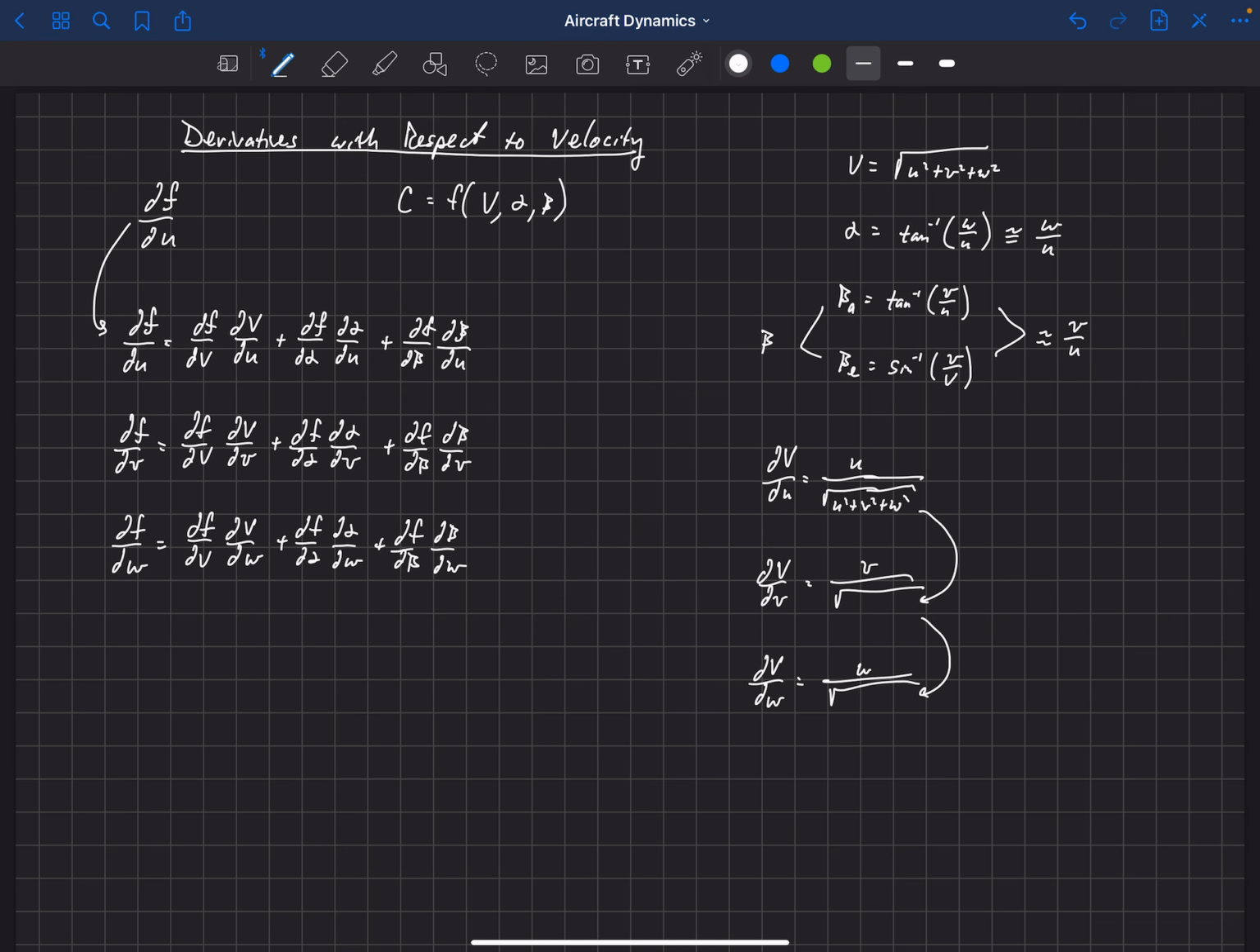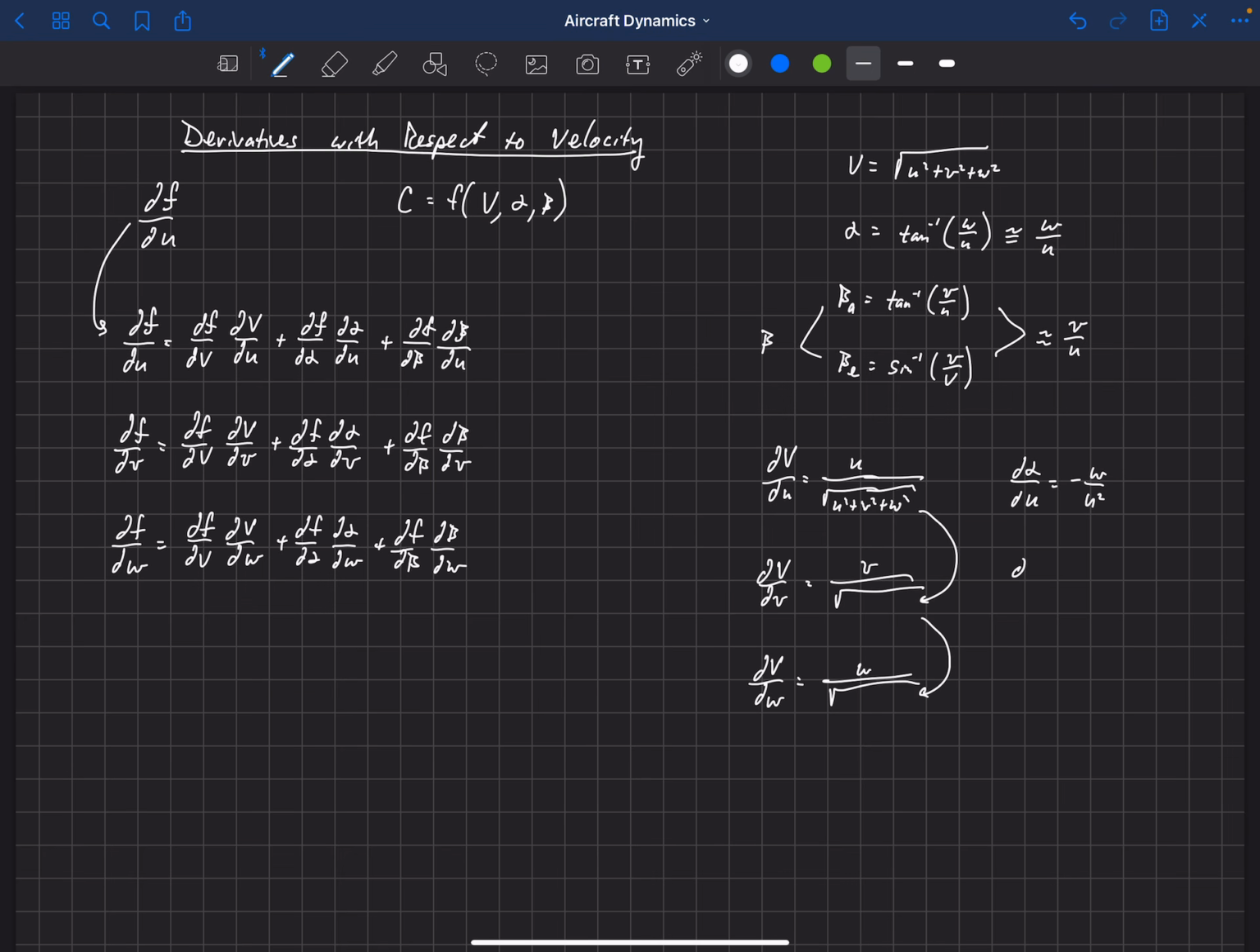Now, if we evaluate that well, let's come back to that in just a second. So now let's look at the partial of alpha with respect to u. And so we can get that from this equation here. The derivative of alpha with respect to u is equal to minus w over u squared. That's from the small angle approximation.